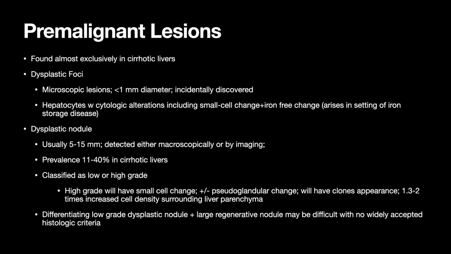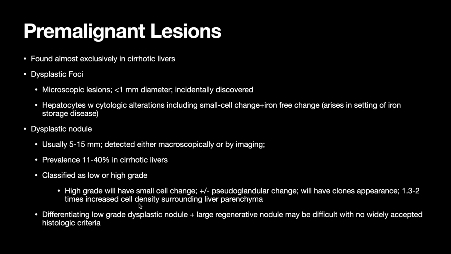Premalignant lesions, it's found almost exclusively in cirrhotic livers, and it includes dysplastic foci. These are microscopic lesions less than 1 millimeter in diameter, and it's incidentally discovered. Hepatocytes with cytologic alterations include small cell change and iron-free change. This arises in the setting of iron storage disease. And dysplastic nodule is seen on imaging or macroscopically, and it's usually 5 to 15 millimeters. The prevalence is around 11 to 40% in cirrhotic livers, and it's classified as low or high grade.